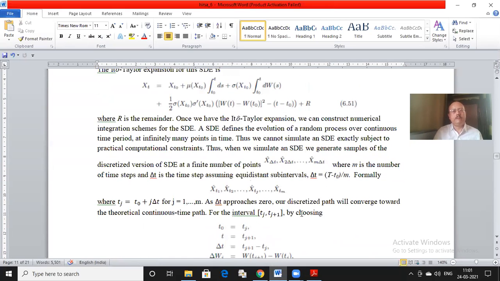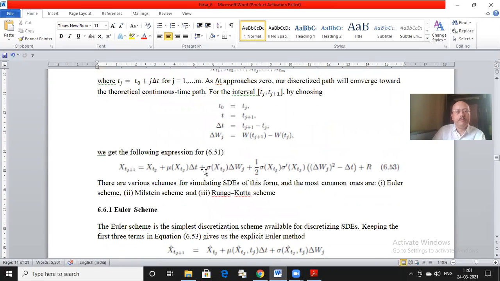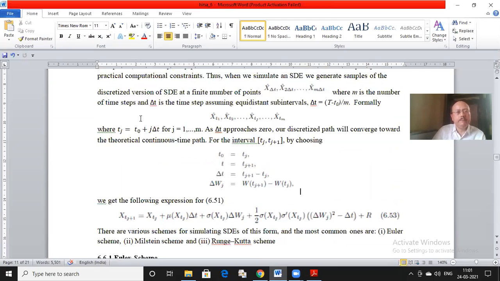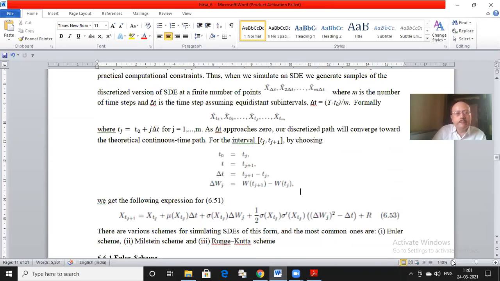So now consider that I am actually talking about the interval tj to tj plus 1, a relatively small piece of the whole interval, and I am going to use this approximation with these objects. So what do we get here? So x tj plus 1, which is xt, is equal to xtj. So let me keep both together.